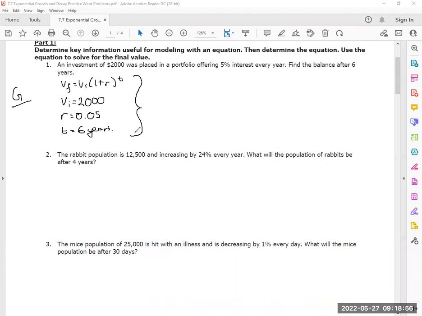Let's plug it in. I'll do this for you. Find the balance. In other words, they're looking for a VF. I'm going to put that as a question mark. VF is equal to 2,000 times 1 plus the rate, to the power of 6 years. At this point, for every example, I'll ask someone to calculate for me just to make sure you're doing the calculations correctly. Yes?